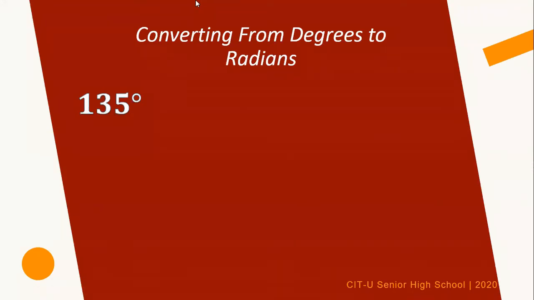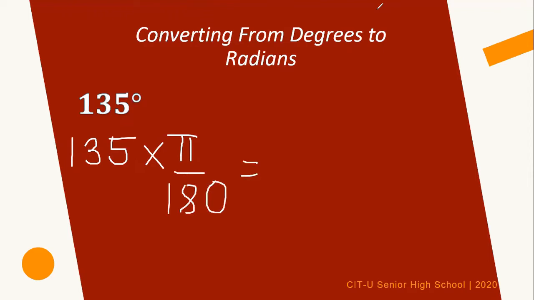Okay, we have 135 degrees. According to the rule, we just have to multiply it by pi over 180. So we may cancel out or factor out the greatest common factor, which is 45. 135 divided by 45 is 3, and then don't forget the pi. 180 divided by 45 is 4. Then we can conclude that 135 degrees is equal to 3 pi over 4.